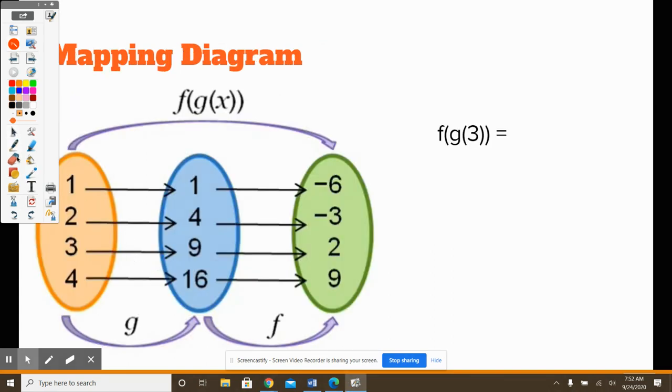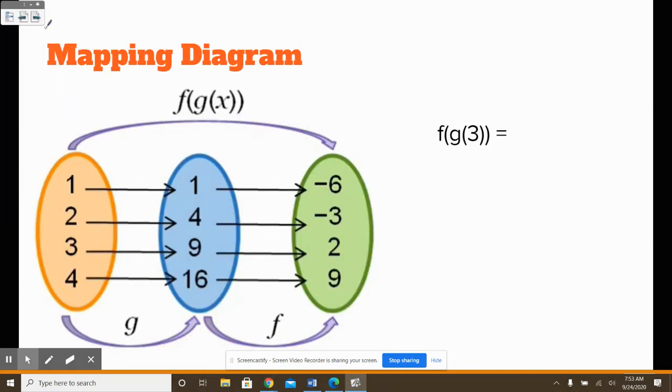Mapping notation, I haven't used much with this, but basically this one is having g happen first, as you can tell. So this is the domain of g. This is the range of g, which actually happens to end up being the domain of f. So the range of g is the same thing as the domain of f. And then for the whole thing, this would be the domain and this would be the range. So there are all these little components here.